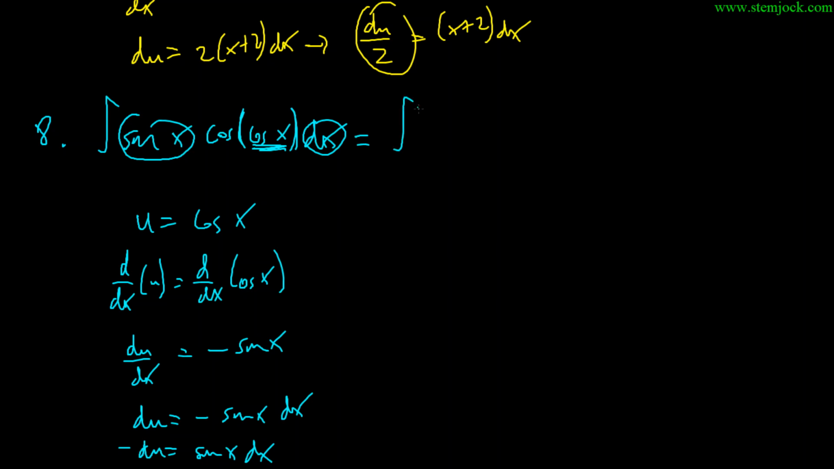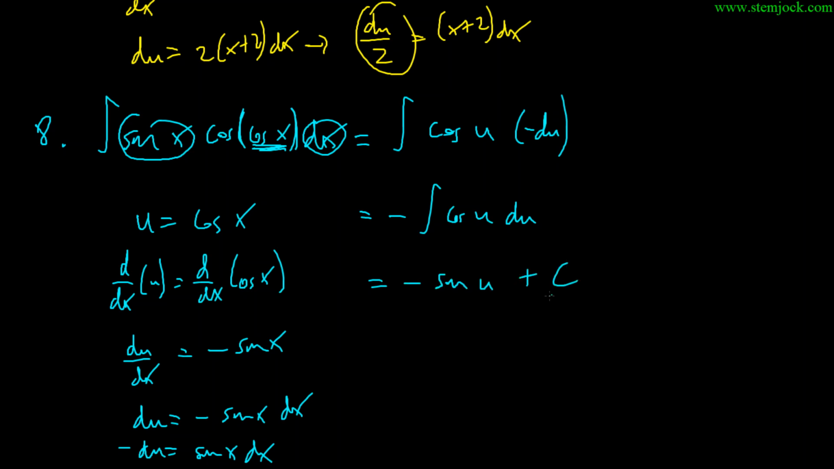So this is equal to integral. This cosine is not affected by this change of variables here. So cosine of u and then multiplied by negative du. So the -1 is a constant. I can bring it out in front. So this is equal to the negative integral of cos u du. This is equal to, so the antiderivative of cosine is going to be sine. So negative sine u plus c.